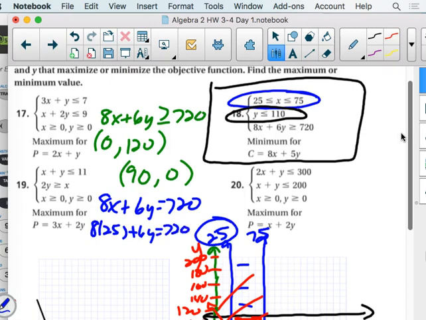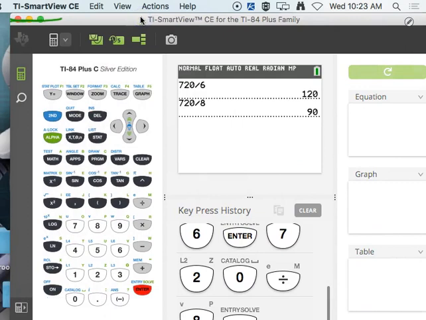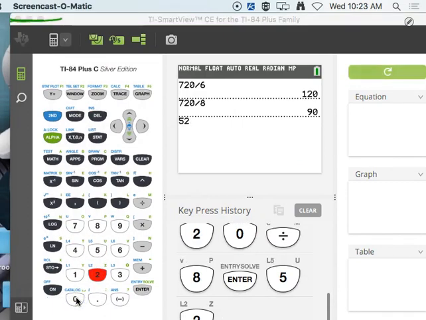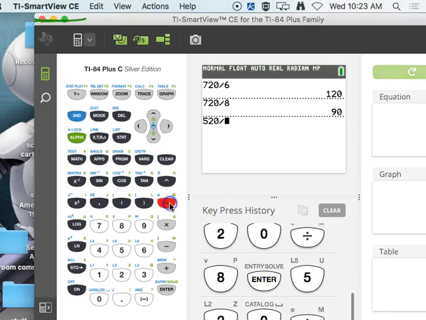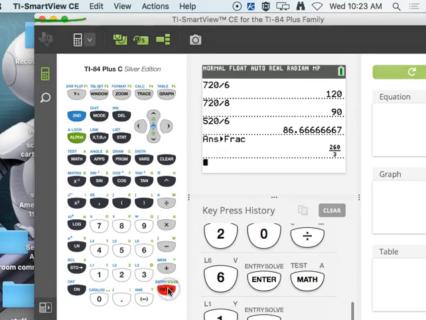If you have 8 quarters, how much money do you have? $2. So that's 200 plus 6y equals 720. And then we'd subtract the 200. 6y equals 520. And then we'd take 520 and divide it by 6. $86 2/3. Math 1. 260 thirds.